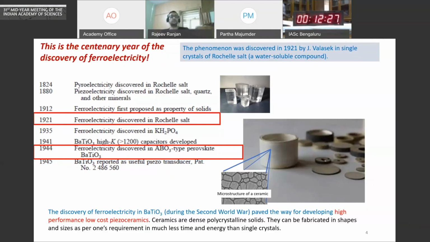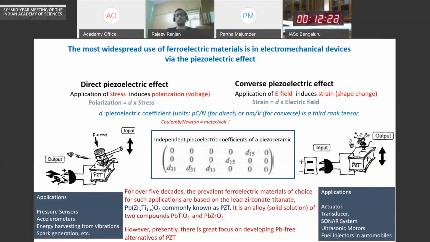The most widespread use of ferroelectric material, as I said, is in the electromechanical devices via the piezoelectric effect. There are two kinds of piezoelectric effect. One is called direct, another is called the converse piezoelectric effect. The direct piezoelectric effect phenomenon is that when we stress the material, it develops polarization or voltage, and the converse piezoelectric effect is that when you apply electric field or voltage to the material, it develops strain. These are the two fundamental phenomena which have been exploited in wide-ranging applications in piezoelectric or electromechanical devices.